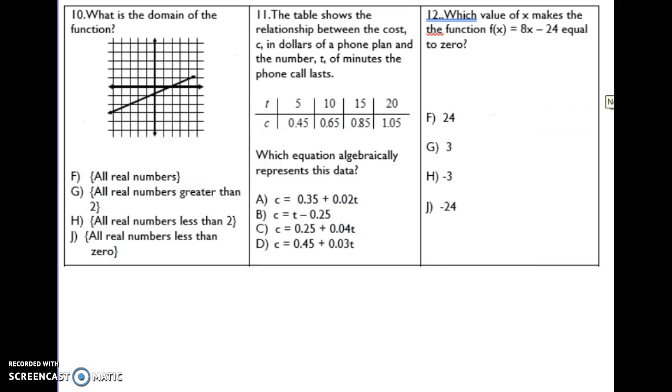Okay, number 10, now we want to know what the domain is. The domain is our x values. So this is a line, and it's going to continue on and on forever and ever. That means our x value could be anything. So it's going to be all real numbers.